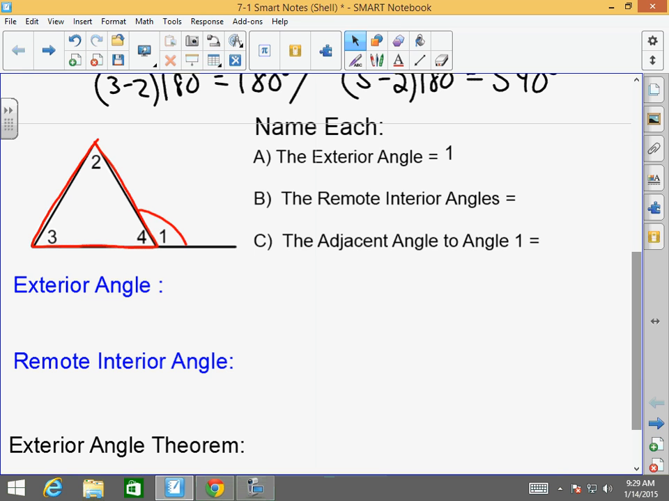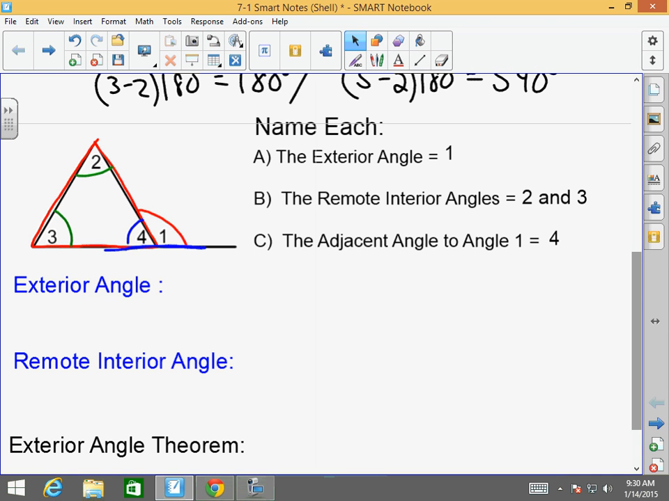Do you guys remember what the remote interior angles would be? Yes, sir. It'd be 3 and 2. Very good. 2 and 3. And well put. Good job. Good memory. It is the complete opposite side on the interior of the exterior angle. So this guy and this guy would be the remote interior angles. And which one of these angles is the adjacent angle to angle 1? 4, very good. Adjacent, if you remember, means next to. So 4 would be next to 1.